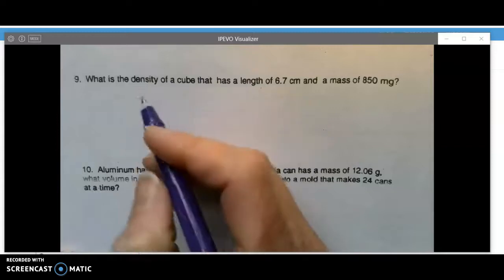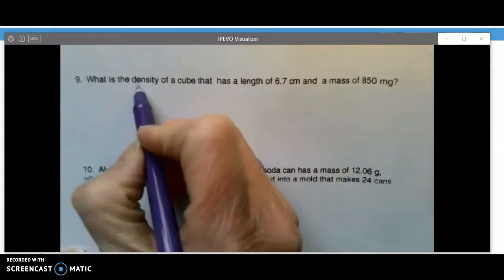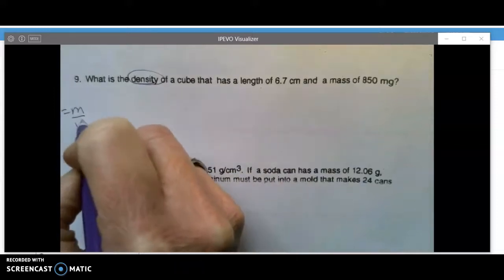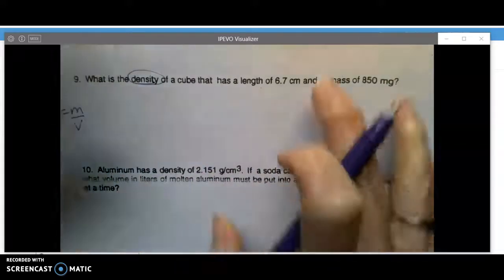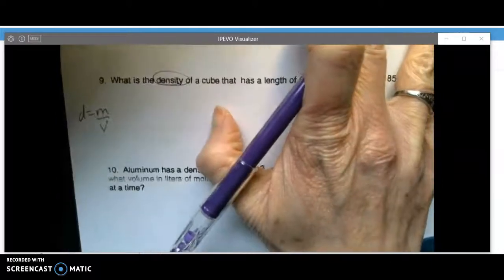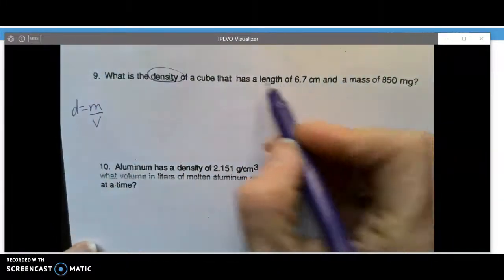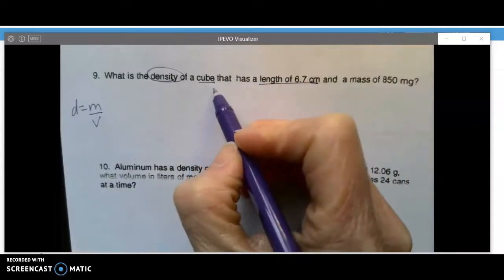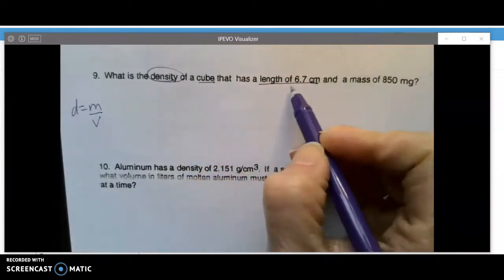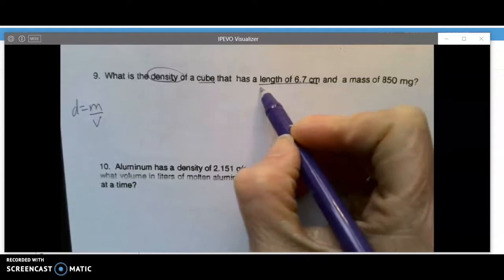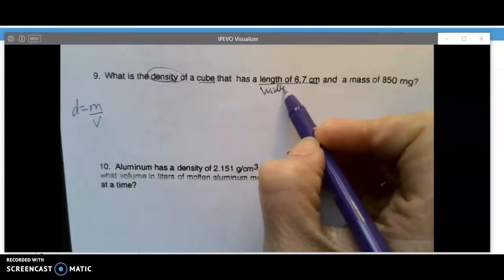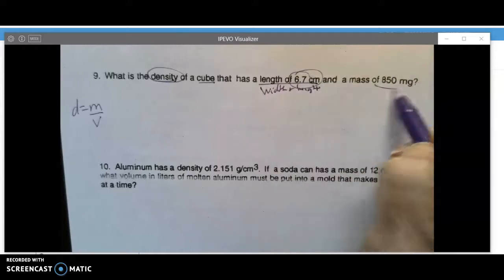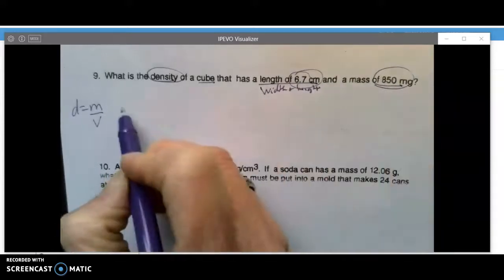All right, for question number 9, we have it all in one question. I want to know density again, so as soon as I'm thinking density, I kind of have to think of my equation, D equals m over v. And I have a cube that has a length of 6.7. So what makes something a cube is all of these are the same dimension. So really the length, the width, and the height are all 6.7 centimeters, and my mass is 850 milligrams.